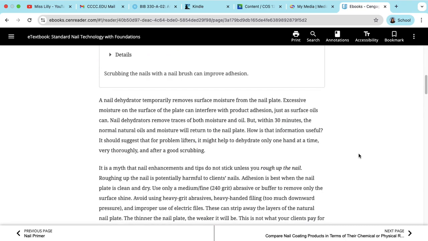A nail dehydrator temporarily removes surface moisture from the nail plate. So the nail primer on the other side makes it easier to adhere and glue the product, but the nail primer removes moisture from the nail plate.